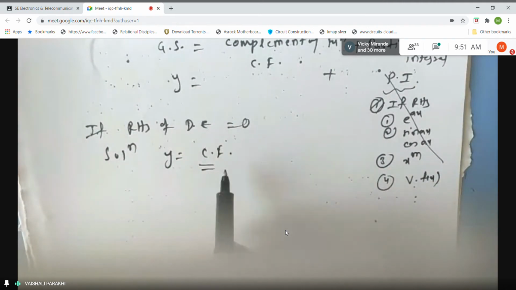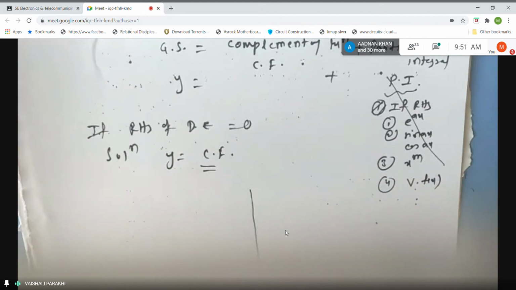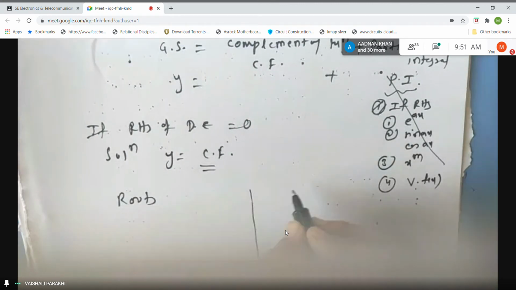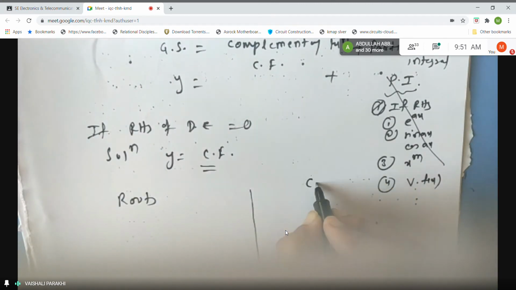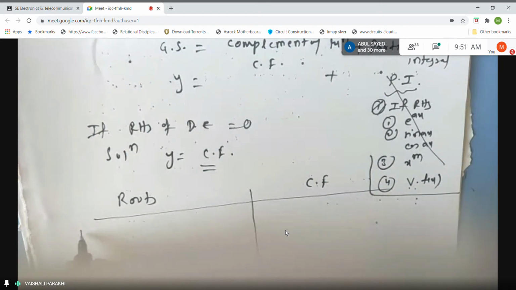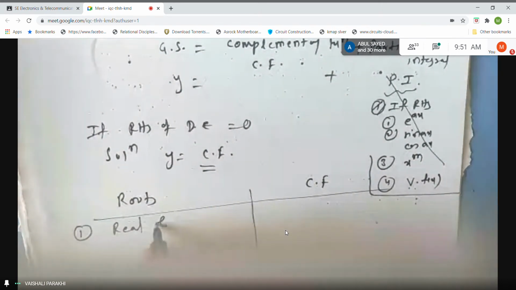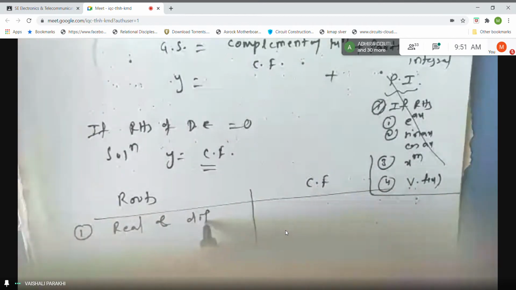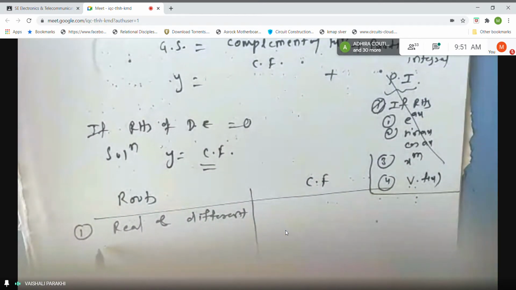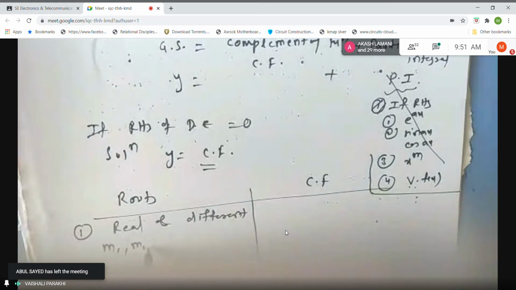Now what is complementary function? How you go about complementary function? Again, it depends upon the roots. So I'll give you the table to find complementary function. These are the roots and these are the complementary function part. See how it comes. If the roots are real and different, means non-repeated, suppose your roots are denoted by m1, m2, m3 and so on.